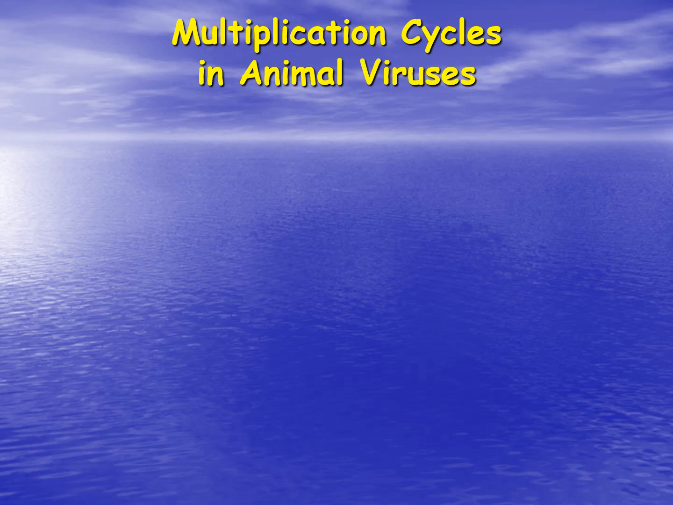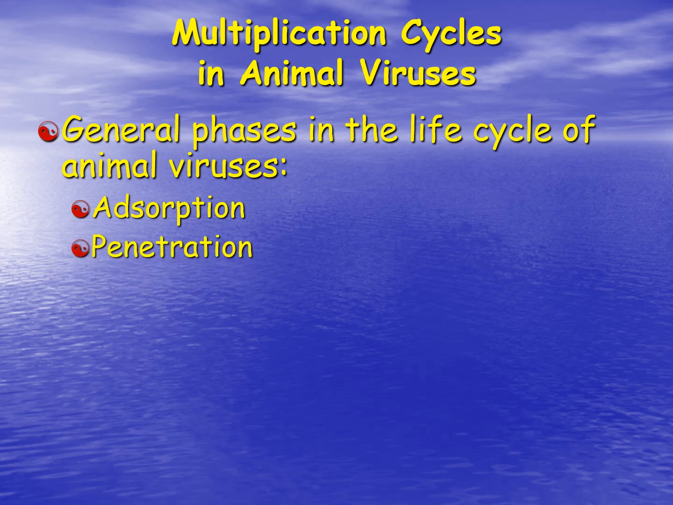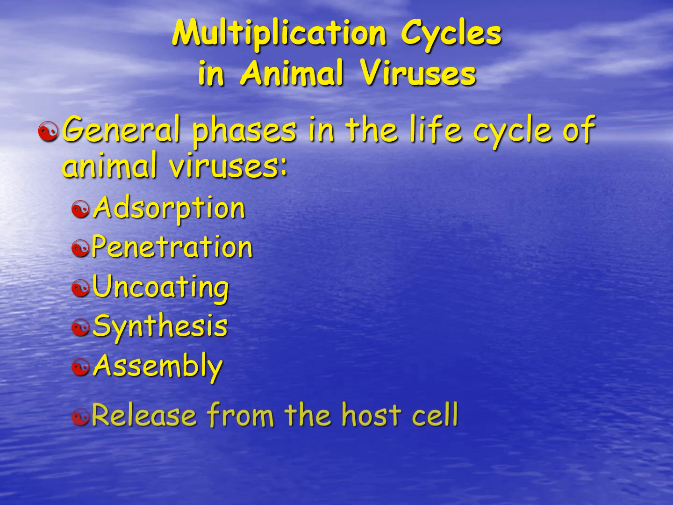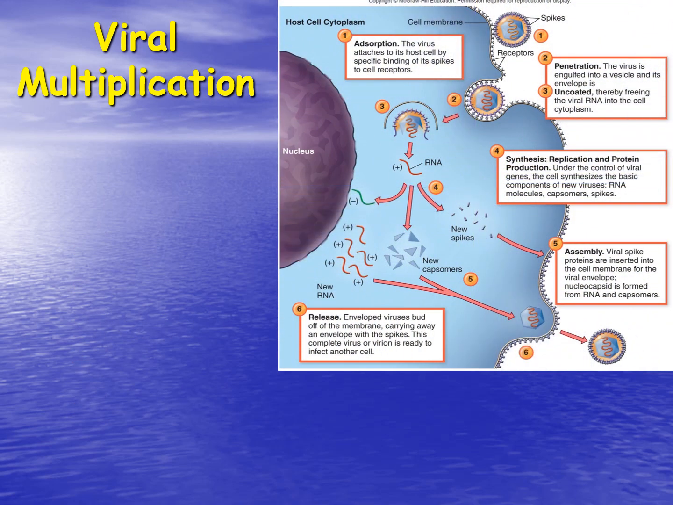Now, how do animal viruses replicate? Well, there are general phases in the life cycle of animal viruses, and we'll go through these. First of all, we have adsorption, that's not absorption, but adsorption, penetration, uncoating, synthesis of the virus, assembly of the virus, and then release from the host cell. Adsorption is simply where the virus attaches to its host cell by specific binding of its spikes to some sort of cell receptor. So adsorption is the actual binding of the virion to the host cell.